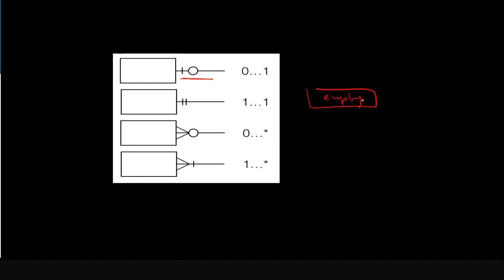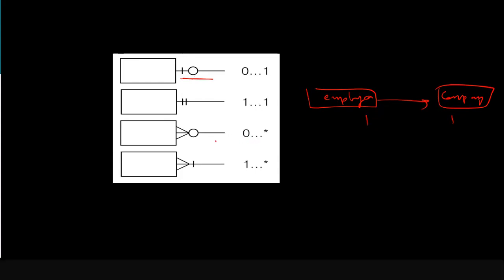Something like each employee's employee ID is unique. For example, in a company, each employee can have only one employee ID. Each company can have more than one employee, but each employee can have only one ID. So in this case, this is one-to-one, and zero or many.